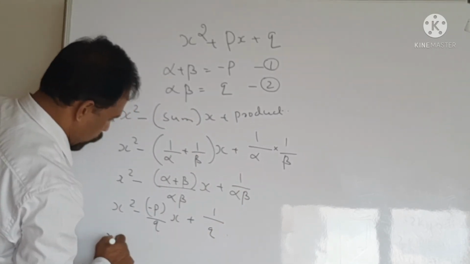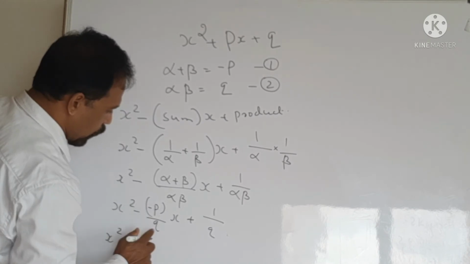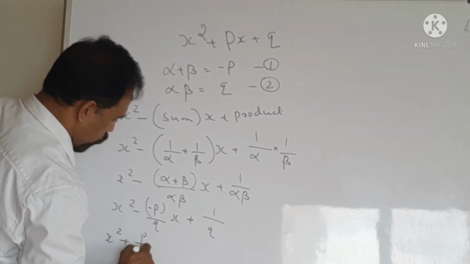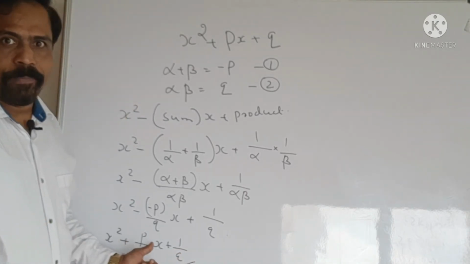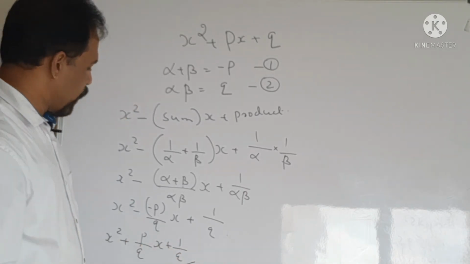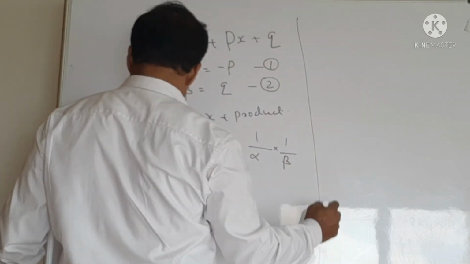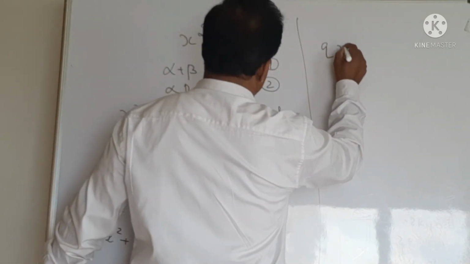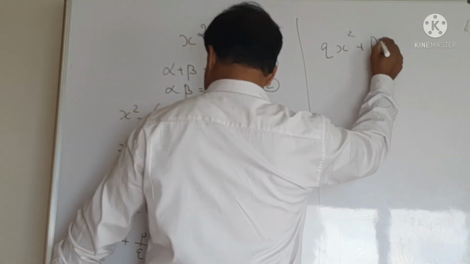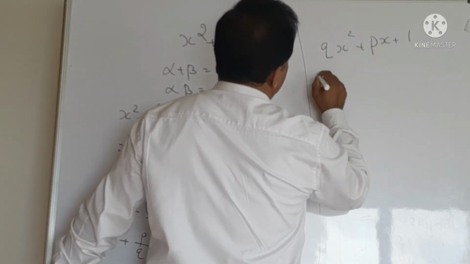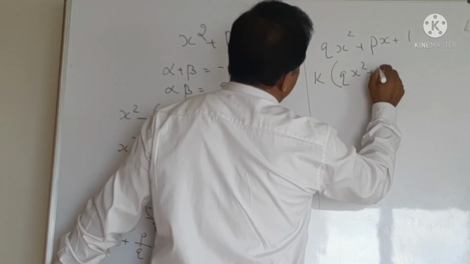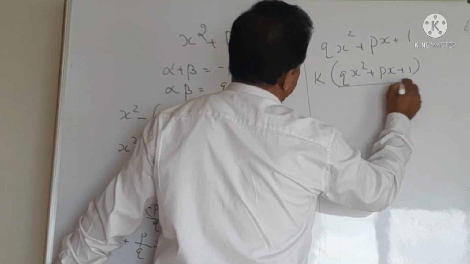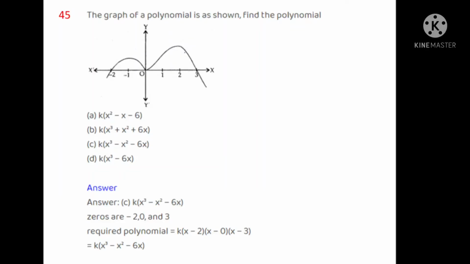So it will be x squared plus, minus of minus, it will be plus p by q x plus 1 by q. So we have x squared plus p by q x plus 1 by q. So let us multiply it with q, that is q x squared plus p x plus 1. So the general equation will be k into q x squared plus p x plus 1. Let us do question number 45.